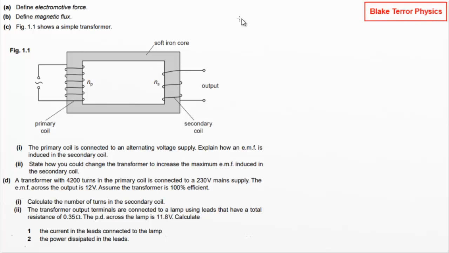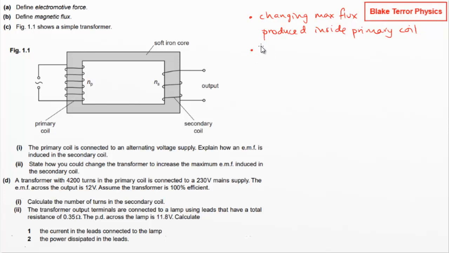So let's say three things on this. We want to say that there's a changing magnetic flux produced inside the primary coil. Changing magnetic flux produced inside primary coil. So that's the first thing that we've got. We know that this is true inside the primary coil. Then what does that do?